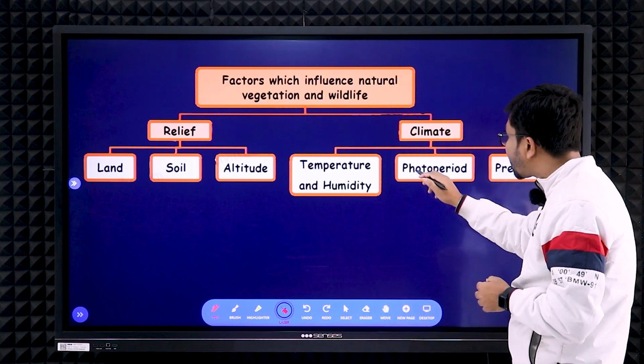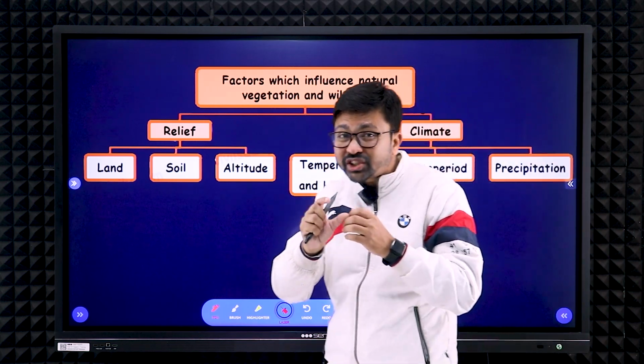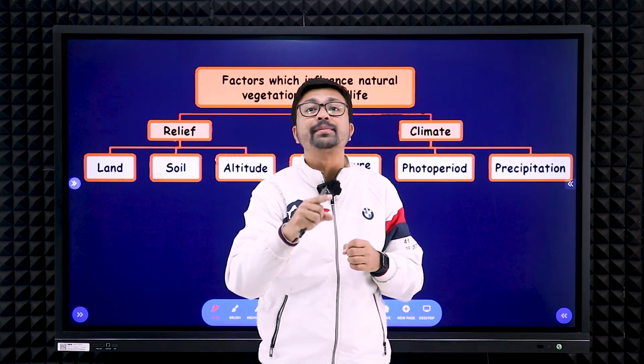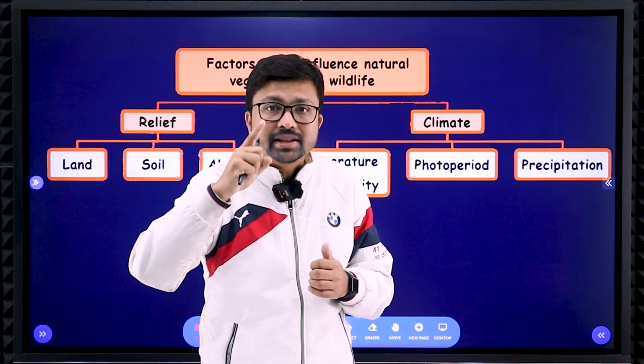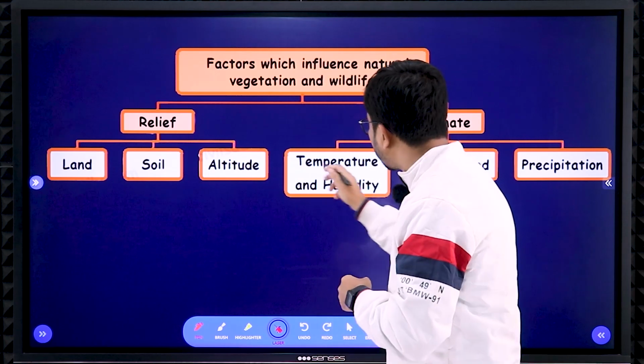Next, climatic condition, another is photoperiod. Photoperiod means how much time in a day the natural vegetation of a particular area is getting solar energy. What is the duration of daytime? Daytime means sunrise to sunset. That is called the photoperiod.